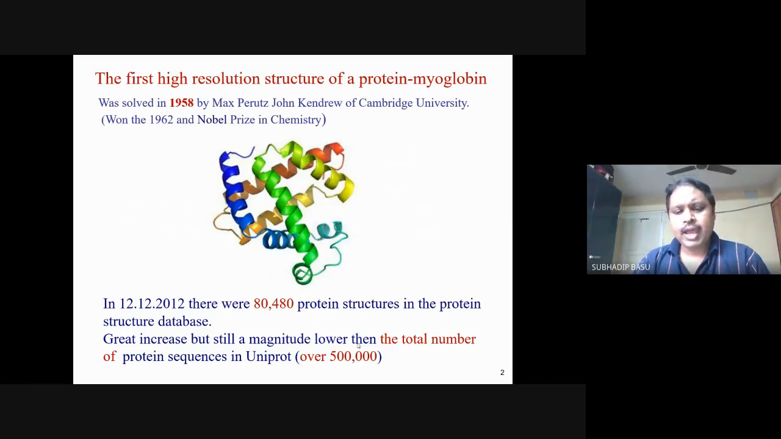And still there are a huge number of proteins for which we have the sequence information, but we do not have the structural information. If you go to the UniProt database, you have 500,000, 800,000 proteins available for which we do not have structural information available. So protein structures play a huge role.